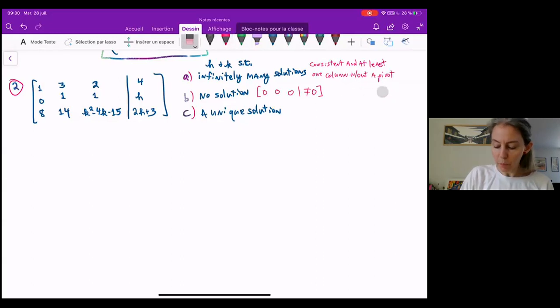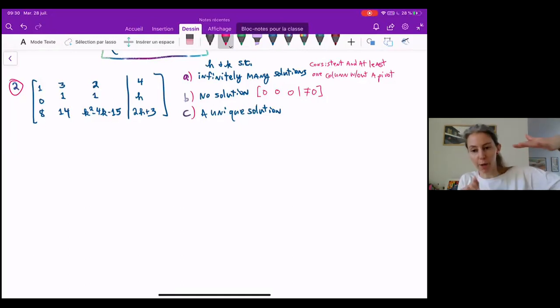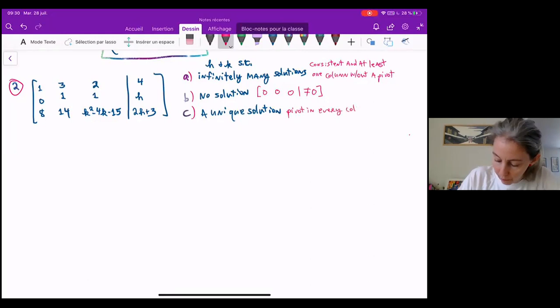Good job, guys. So then a unique solution, in this particular case, this is a square matrix. Our coefficient matrix is square, so a unique solution just comes from a pivot in every column. We don't have to worry about there being a contradiction, because if there's a pivot in every column, there's not a possibility of a row of zeros. So this is just pivot in every column. So we're going to start off by row reducing.